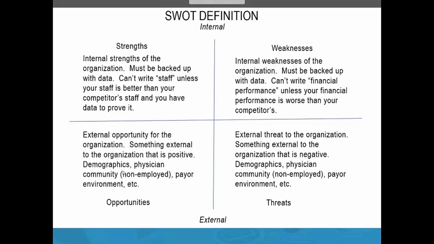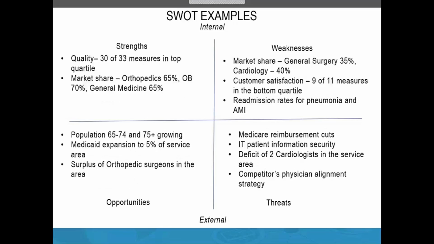It's declining reimbursement, perhaps declining population, lack of Medicaid expansion, physician community, things that we don't really control that could harm us or are bad. So here I'll put some examples in quality. 30 of our 33 measures are in the top quartile. Depending on how much detail you want to go into on the SWOT, you could actually outline which of your quality measures are in the top quartile.